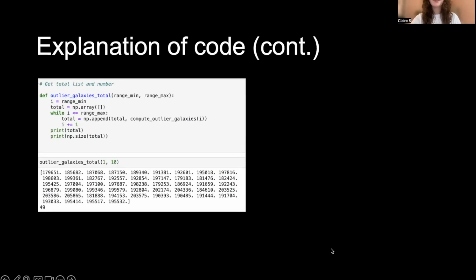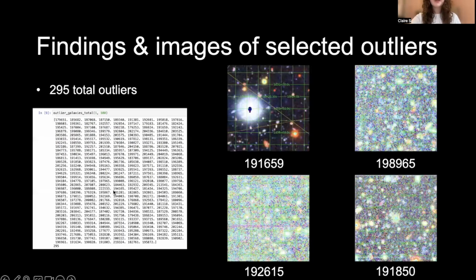Aside from the main function, I wrote a secondary function that would output a list and number of the outlier galaxies in a range of cells, say from 1 to 10. For the entire range of cells, 1 to 100, it was found that there were 295 outlier galaxies using this criterion. However, changing this criterion may change this number, and we need to take a closer look at the SEDs and images of these galaxies to finalize this criterion. I wrote a code to select 4 random galaxy IDs from these 295 outliers so I could display their images.